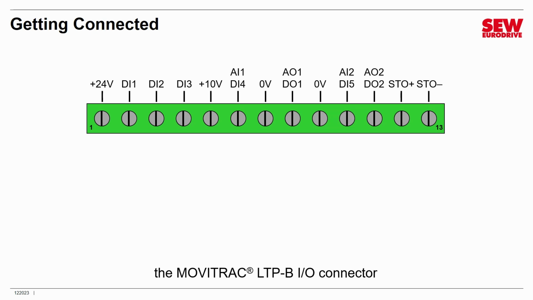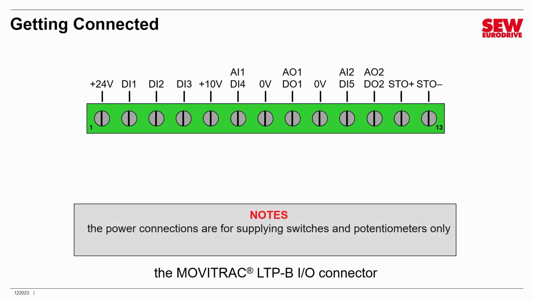There are 2 different power supplies, and I'm going to begin this with a note. The power connections are for supplying switches and potentiometers only. They are not intended to power other external devices. Now, these are the power connections right here. There's a 24-volt supply and there's a 10-volt supply. And the reason I say you can only use them for this purpose is because they don't have a whole lot of current available from them. The 24-volt supply can deliver 100 milliamps maximum, and the 10-volt supply a mere 10 milliamps maximum. So these are meant just to energize switches and potentiometers. If you need to control anything else, you'll need to supply your own power.